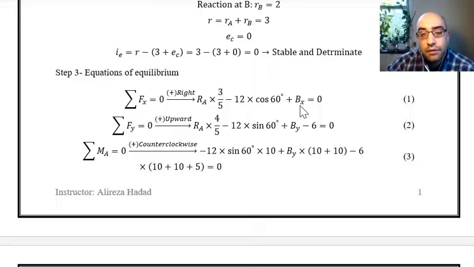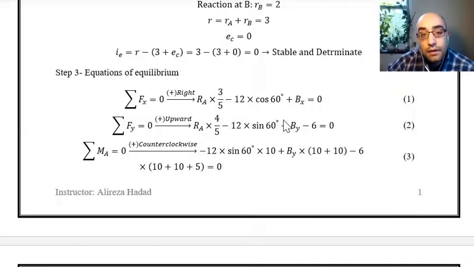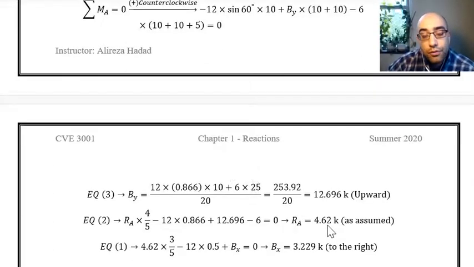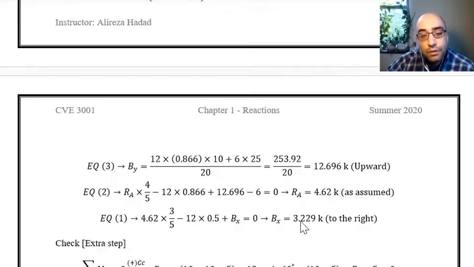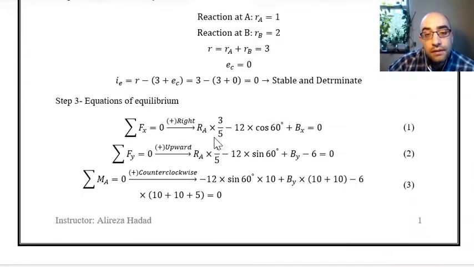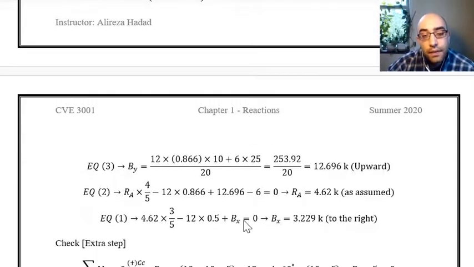I have to just put the value of Bx over here. We found that as... I'm sorry, we have to just put the value of RA over here. Bx is the thing that we don't know yet, but we found RA as 4.62. So if I just return this value over here, you can see Bx will be equal to 3.229 kip, and this is positive, which means that my assumption was right and it is directed to the right, which is the positive direction for x axis.